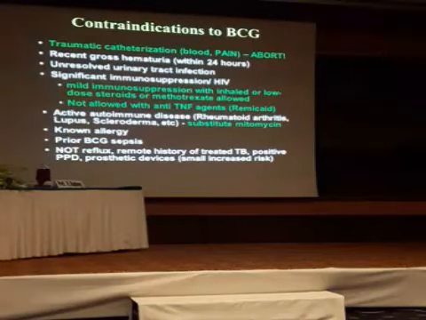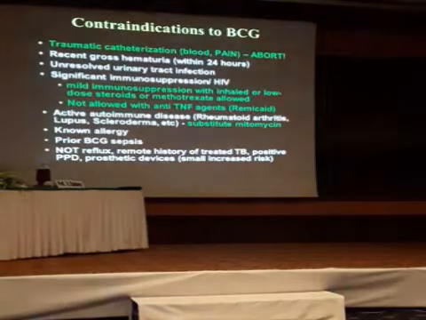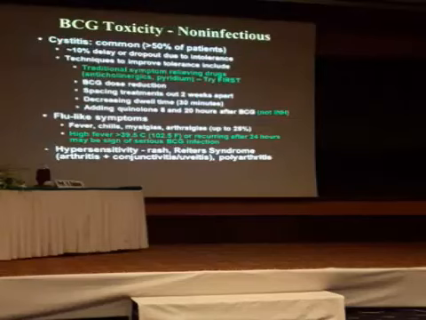So, contraindications. Of course, traumatic catheterization, blood in the catheter, absolutely not. Recent gross hematuria, avoid. This is something significant. Immunosuppression: if someone has mild immunosuppression, it's okay to move forward. You just have to see how they do. But significant immunosuppression, you really, really want to be careful with it. Prior BCG sepsis. Reflux is not a contraindication for it.